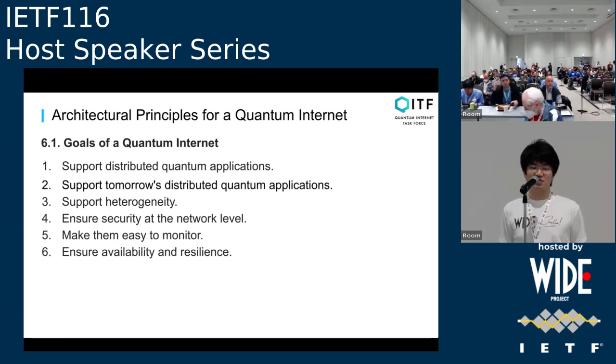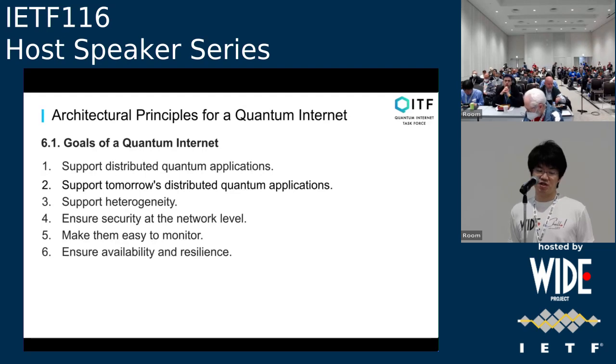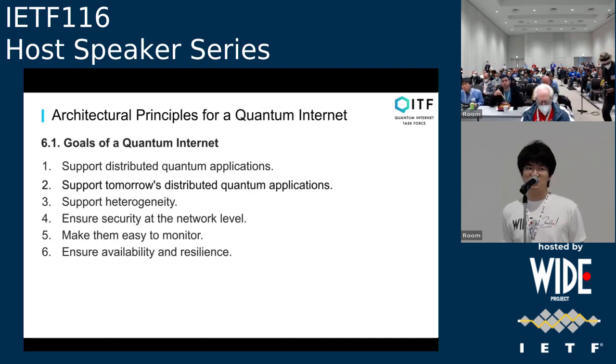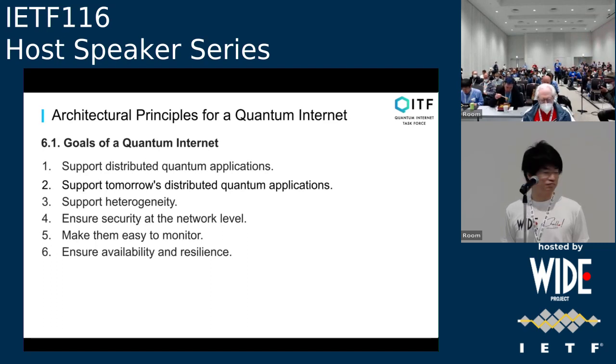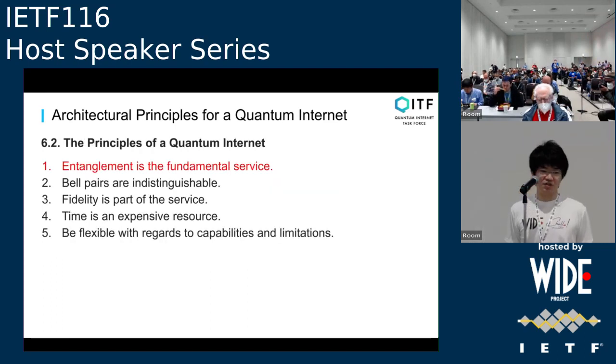The goals of the quantum internet. Of course, we should support distributed applications, quantum and future distributed applications, also heterogeneity, security, monitoring, availability and resilience. Many things are similar to the internet today, but quantum. Next slide, please.